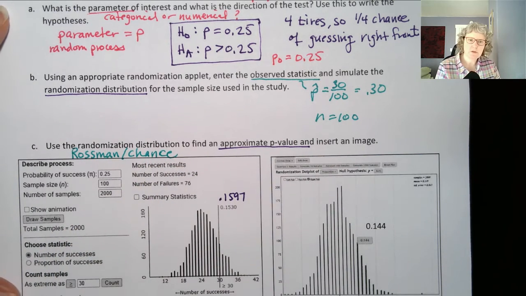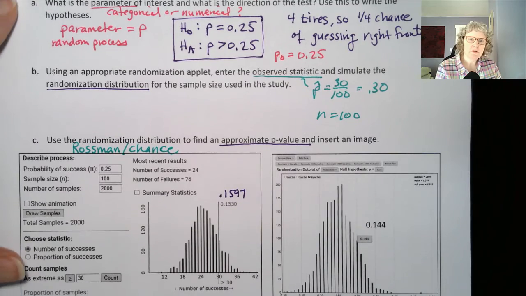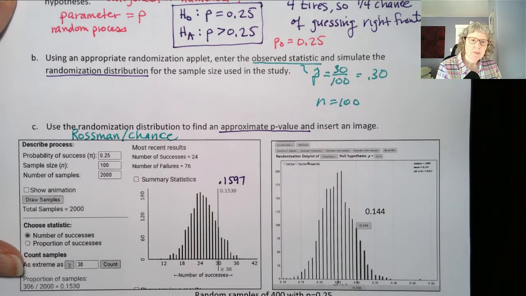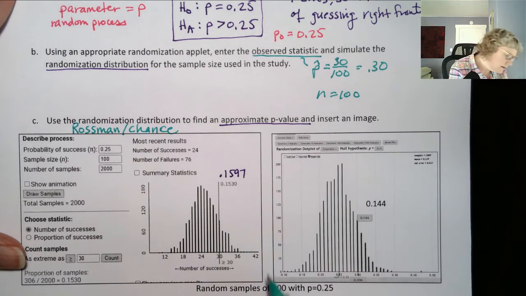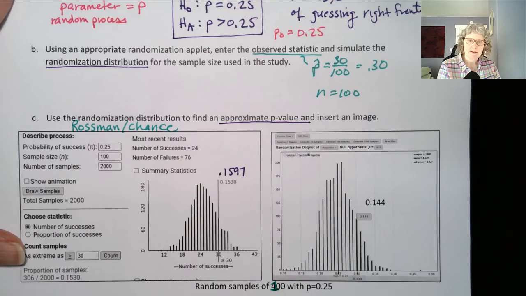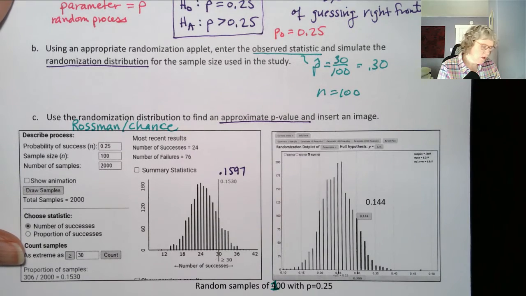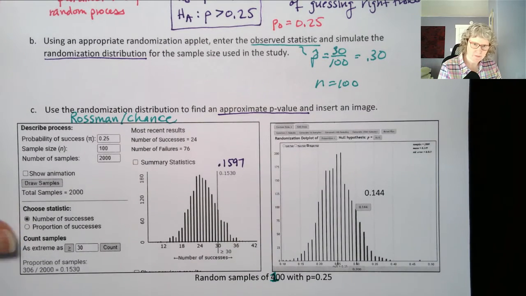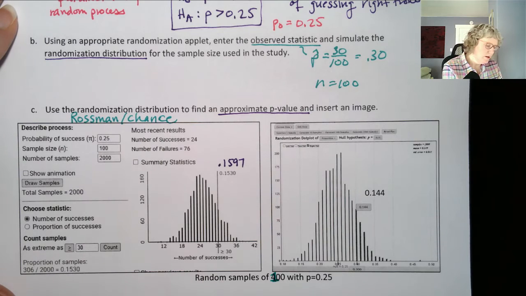So you can use either one. It doesn't matter to me if you have a preference. You don't have to use both. And this is a little typo down here. This is random samples of 100. So this is all the random samples of 100 where people are guessing with a 1/4 rate, a 1/4 chance of choosing the right one.